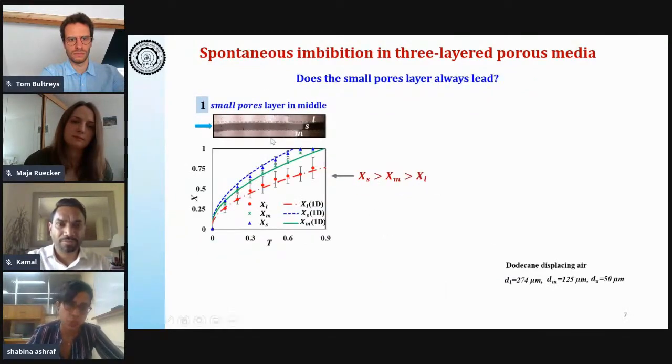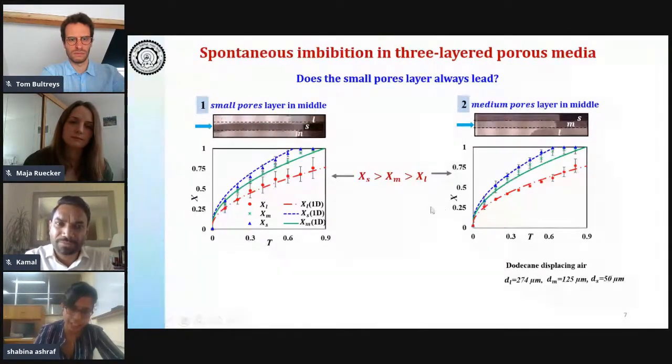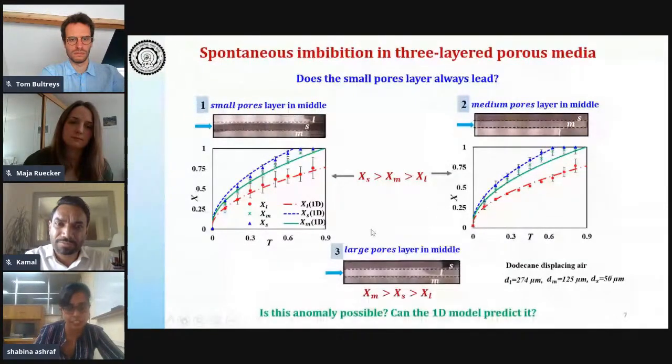So this is case 1. We see that the small pores layer has the leading front. So again, blue line and blue markers are leading here. And for the next case, here also the small pores are having the leading front, just like the two-layered porous media. And for the third case, we found that the medium pores are having the leading front. So it's not the small pores. It's not like the two-layered porous media. It is different from what we have observed for both these cases.